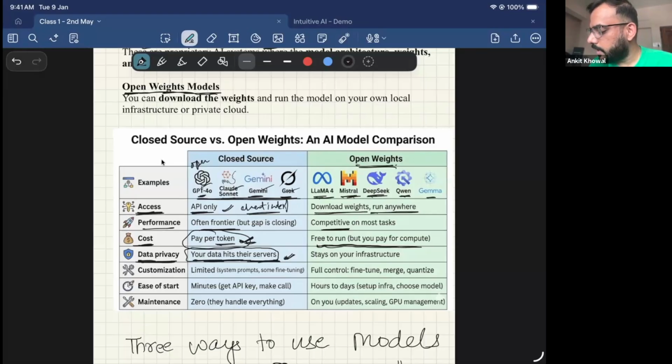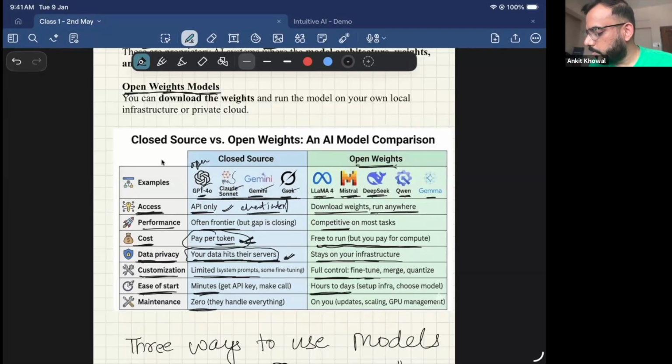While with open weights, you run it in your infrastructure, so there is no privacy concern. From a customization perspective, you can't customize much over here with closed source. With open weights, you have full control. If you want to fine tune it, do it. Whatever level of customization you want, you can do it easily. Ease of start: closed source is very easy. You just get an API key and you can start using it right away. Open weights is where the main drawback is. It will take you hours or 2 days to set up the infrastructure, choose the model, and everything.